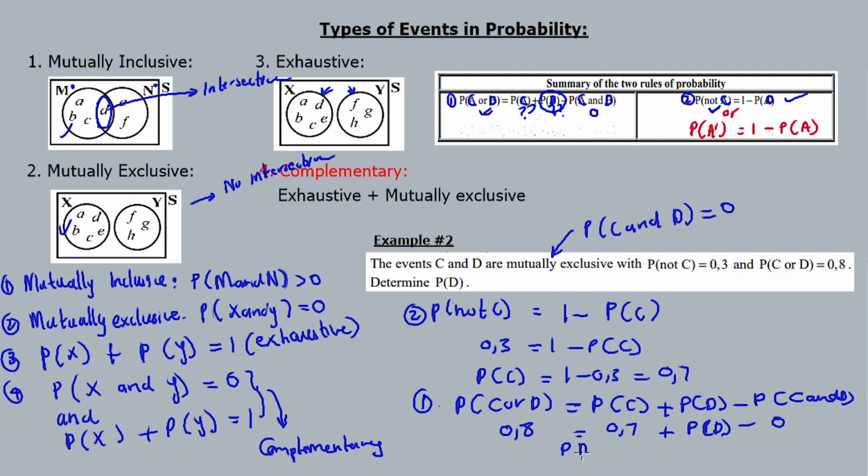For the probability of D, you have 0.8, let 0.7 go to the left, and you have the probability of D. So our answer is 0.1. This is the probability of D. So it's just a matter of knowing how to manipulate the equation to whatever variable you want to simplify.